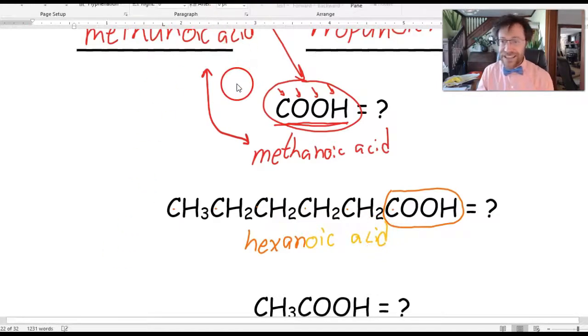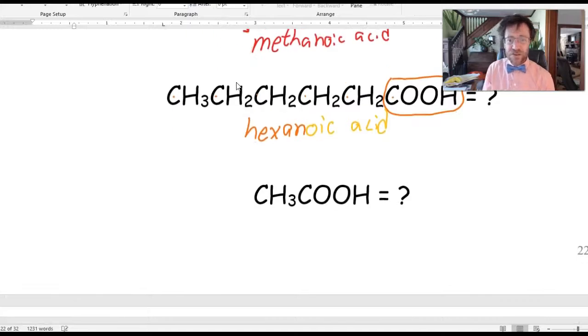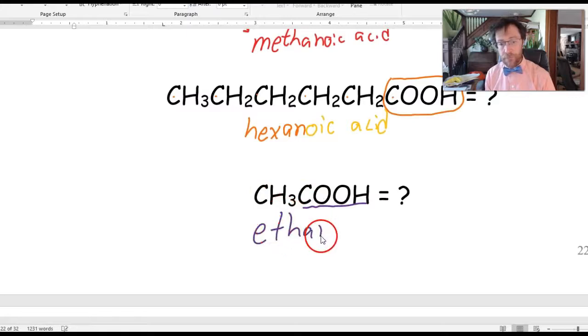Next one. You guys see how this works? Naming these ones shouldn't be hard. Look, COOH. You know it's an acid. Meth, eth, oic acid. Not too hard, is it?